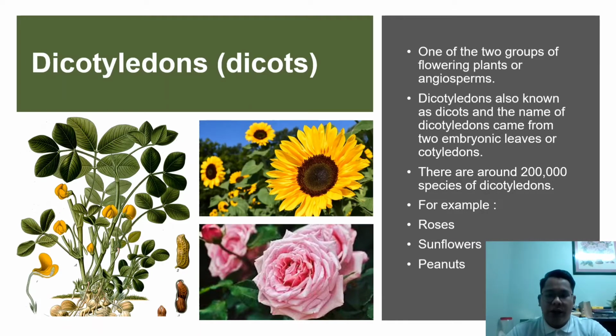Dicotyledons are one of the two groups of angiosperms. Dicotyledons, also known as dicots, got their name from the two embryonic leaves or cotyledons. There are around 200,000 species of dicotyledons. For example, roses, sunflowers, and peanuts.